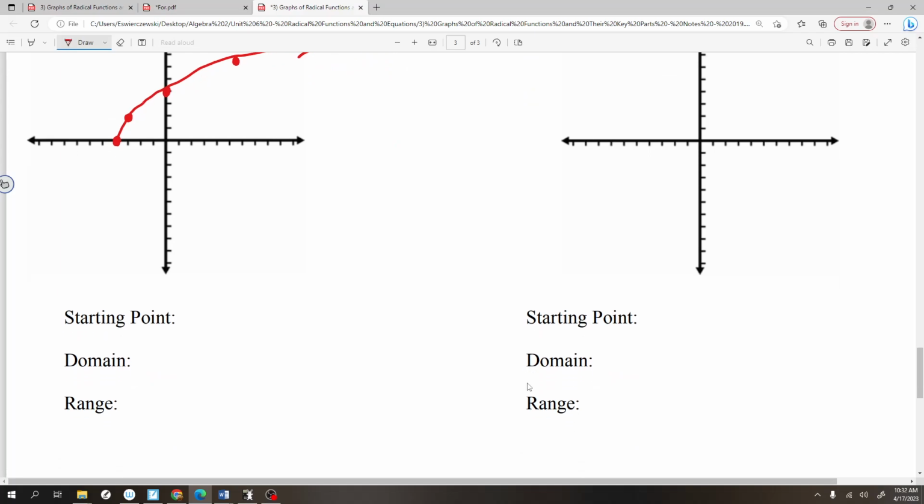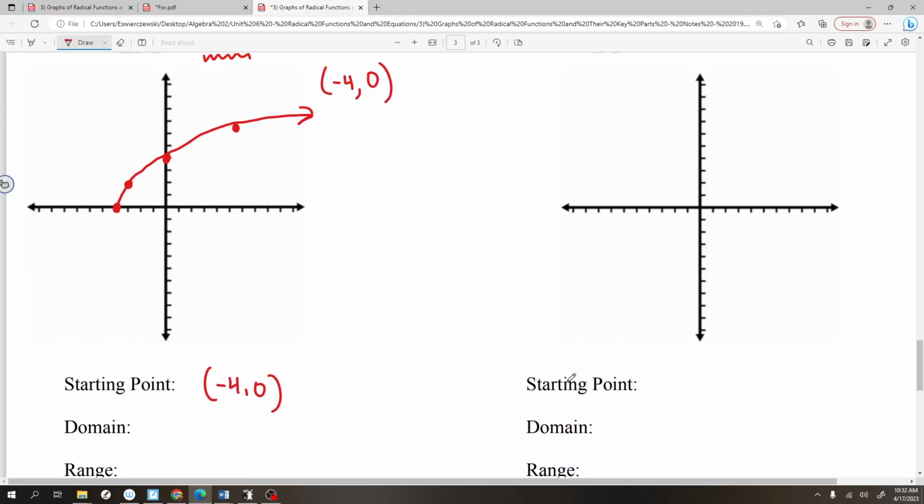The starting point is -4, 0. The domain, what would be the domain? What are all possible x values starting from lowest? -4. How high could it get? Could get really high. Infinity.